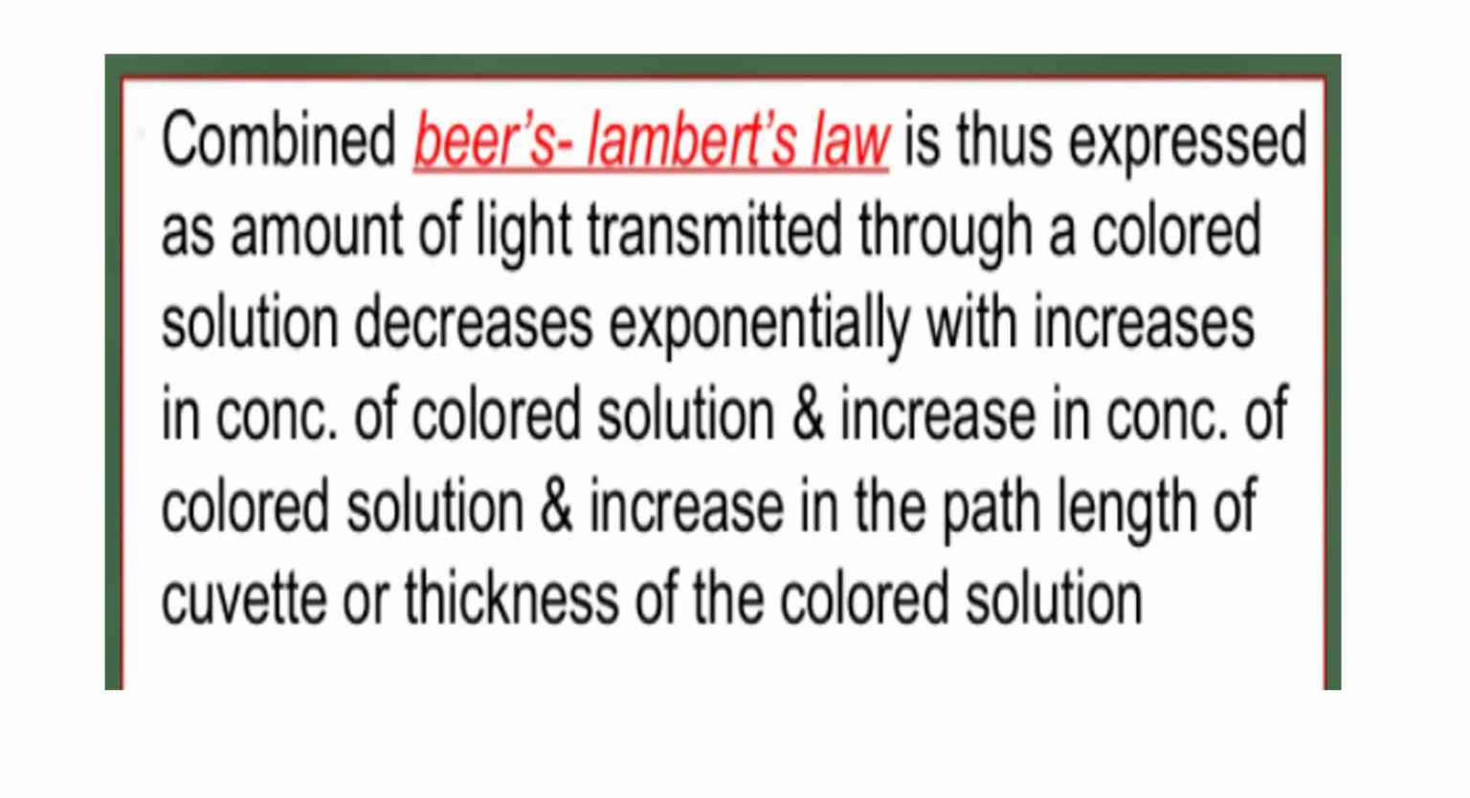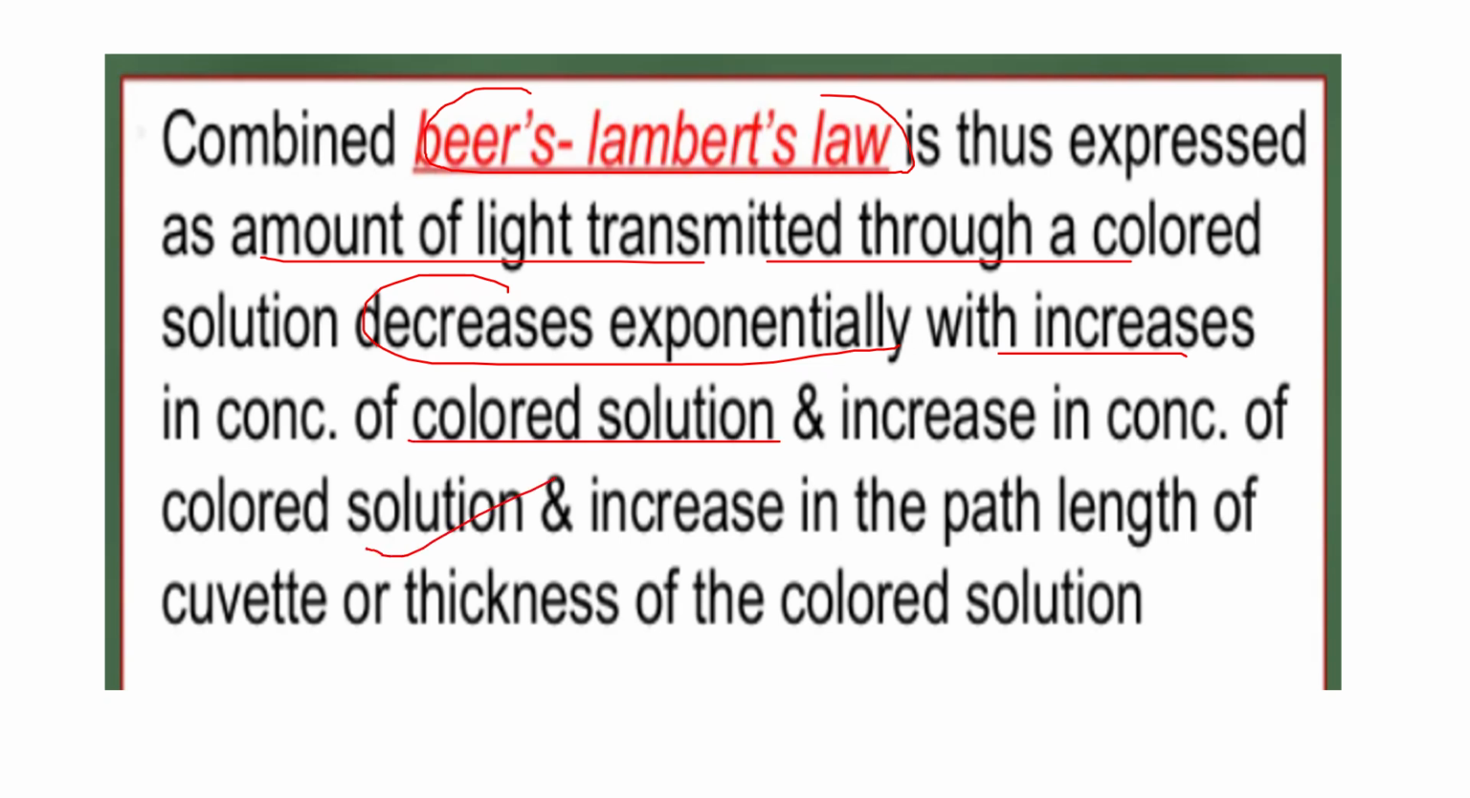Now, if we combine these two laws, Beer-Lambert's law is thus expressed as: the amount of light transmitted through a colored solution decreases exponentially with increase in the concentration of the colored solution and increase in the path length of the cuvette or thickness of the colored solution. So what the law is combiningly stating is that first, the amount of light transmitted through the colored solution, so transmittance, is decreasing and absorbance is increasing with increase in the concentration.